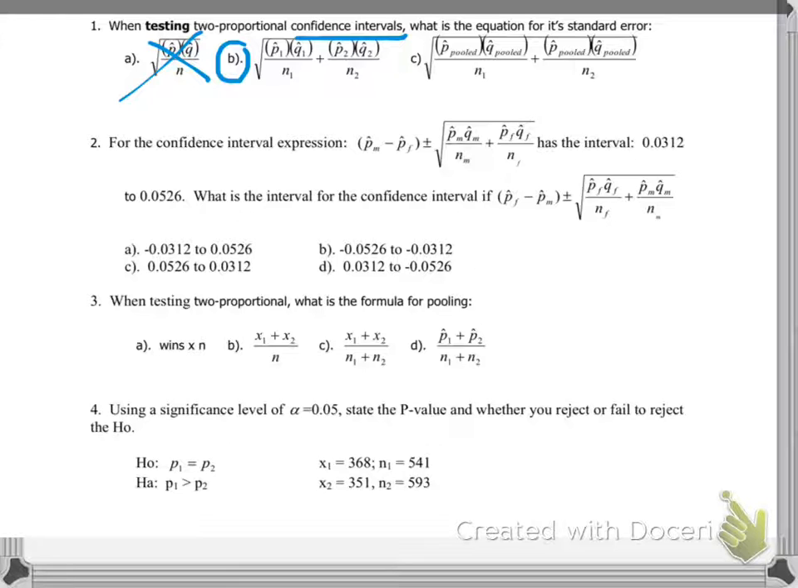Okay, so let's go over here and notice that M comes first and then F. And we have 0.0312 to 0.05. Then look what happens here. I put F, then M. Now everything switches around. What comes first comes last, and what is negative becomes positive. So since the 0.0312 is positive, it becomes negative. But since the 0.0526 is positive, it becomes negative.